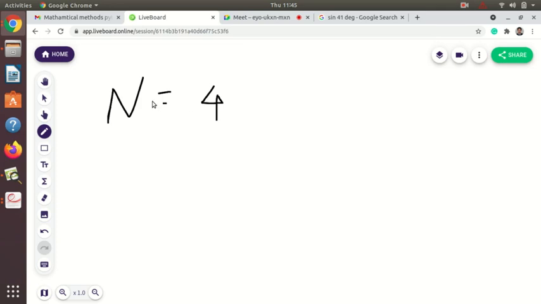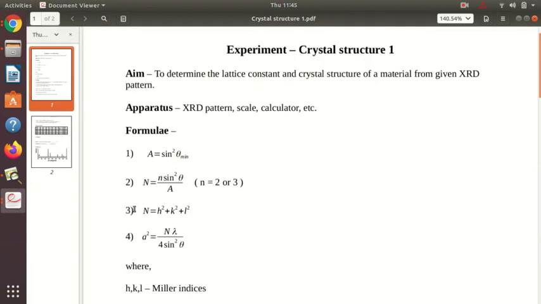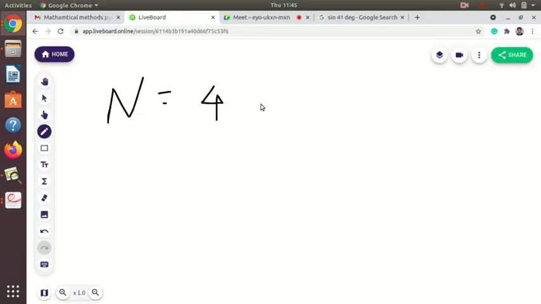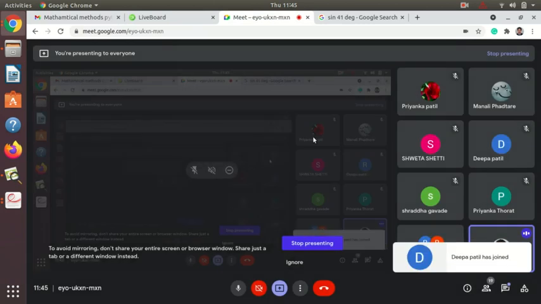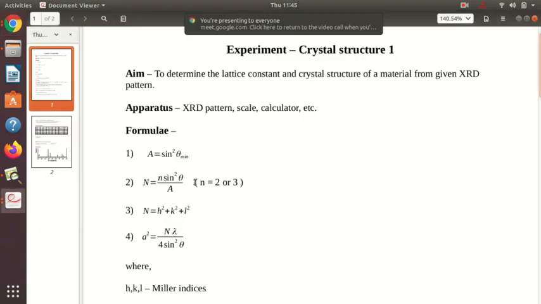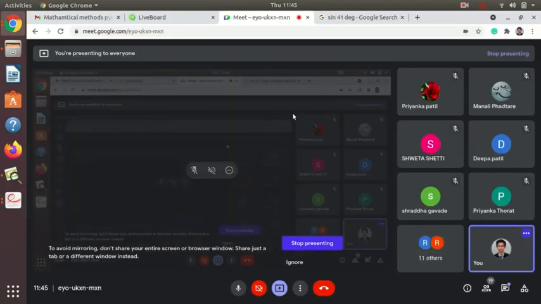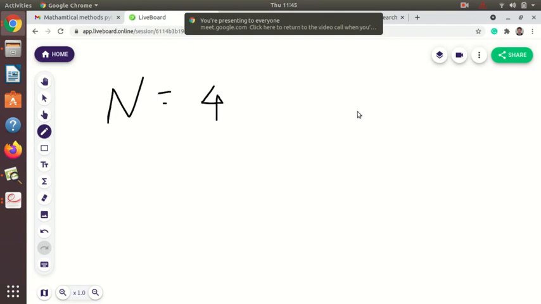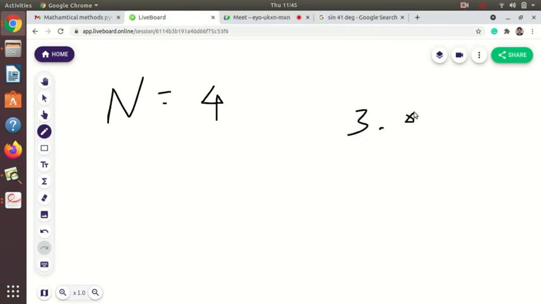How to do this? Okay, so what is n? You know from the formula, n is h square plus k square plus l square. So h, k, l, these are Miller indices which are always integers. Okay, so they can be integers or whole numbers. I mean it can be 0, 1, 2, 3 and so on. Alright, so this n will always be an integer. That's why we take the value of n as the closest integer. Suppose I get value 3.83 something for 3 sin square theta by a, but I will choose n is equal to 4 because it is the closest integer.